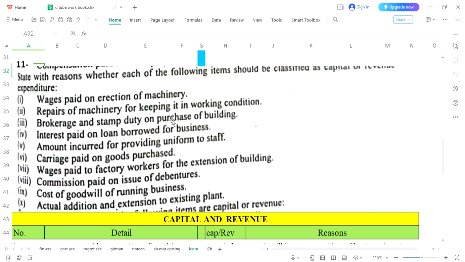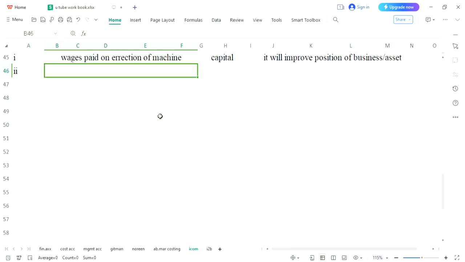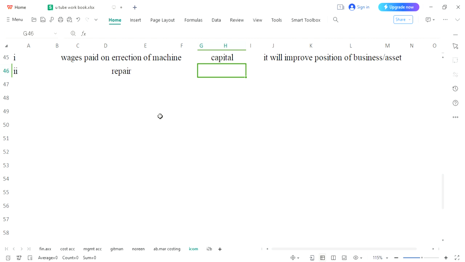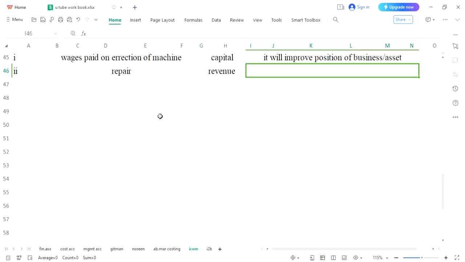Repairs on machinery for keeping it in working condition. Now we were searching if this repair is for a second hand asset. No, it's not for second hand, it's usual. So you can carry the word repair only, as we know that if we haven't bought a new or second hand asset, this repair is usual, and it would be done in practice. It would be happening again and again. There are several reasons with which we can decide it is revenue.